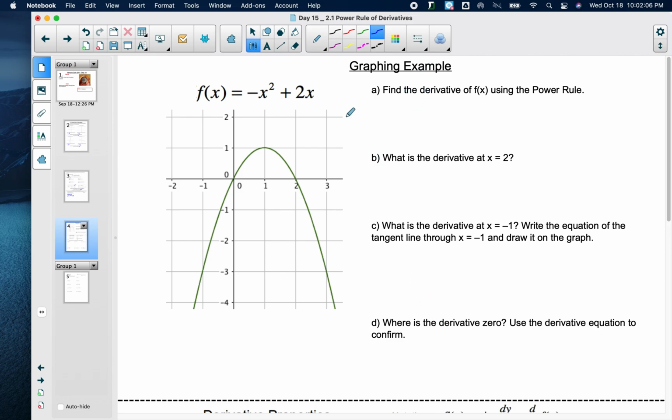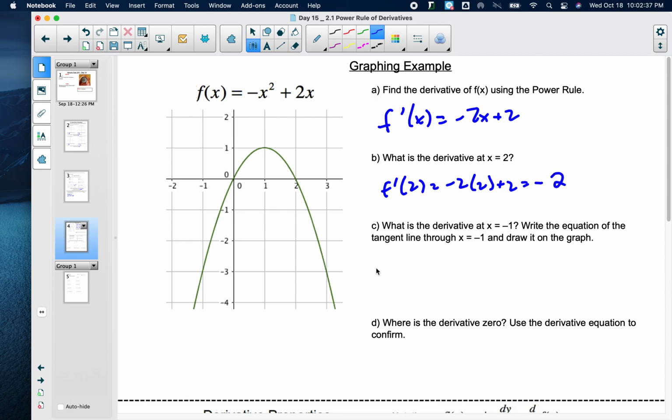So if I follow my power rule, I should get f prime of x equals negative 2x plus 2. Okay, bring the exponent down and subtract. And then the derivative of any linear term is just the coefficient. Okay. The derivative of x equals 2. So if I do f prime of 2, I get negative 2 times 2 plus 2. So that gives me negative 4 plus 2, which is negative 2.